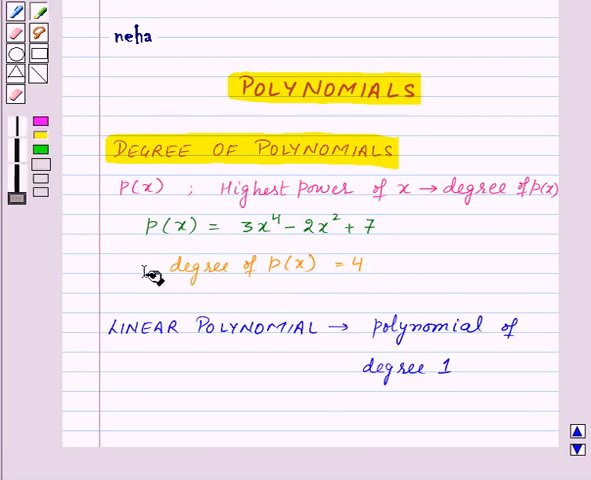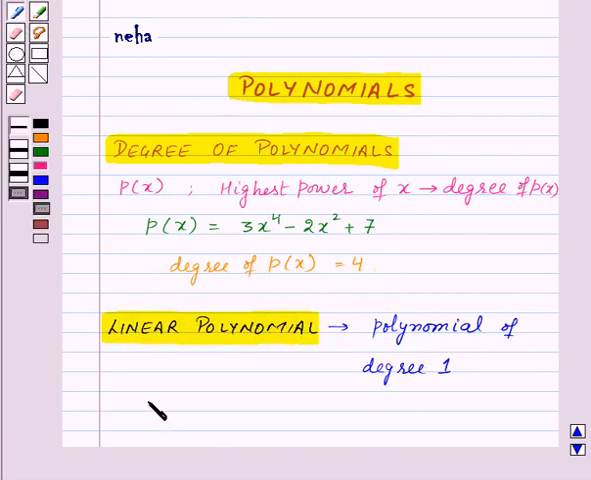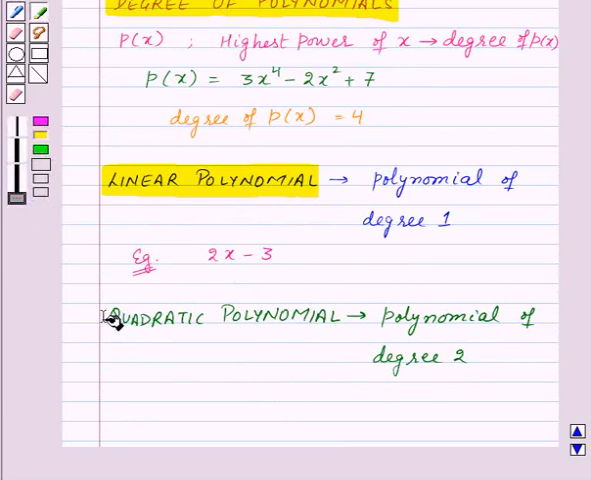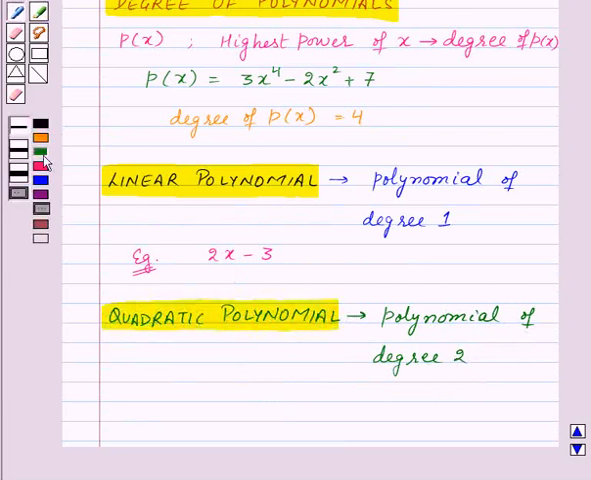Now, a linear polynomial is a polynomial of degree 1. An example of a linear polynomial is 2x minus 3. A quadratic polynomial is a polynomial of degree 2. One example of a quadratic polynomial is 2x square plus 5x minus 3 upon 5.